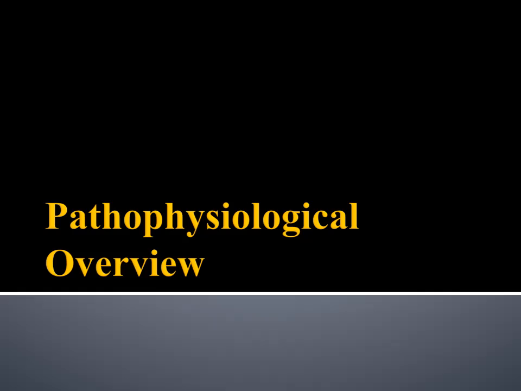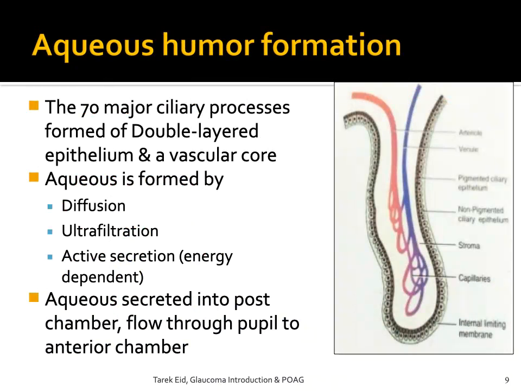So we talk about the pathophysiology of glaucoma. If we want to talk about the pathophysiology, we first have to understand the mechanisms of aqueous humor formation and outflow. Aqueous humor is formed by the ciliary processes, and we have about 70 major ciliary processes formed of double-layered epithelium with a vascular core. Aqueous is formed by three major mechanisms: diffusion, ultrafiltration, or active secretion.